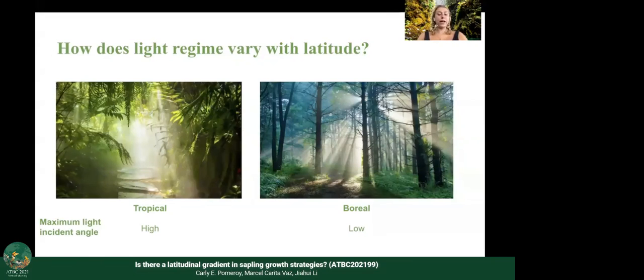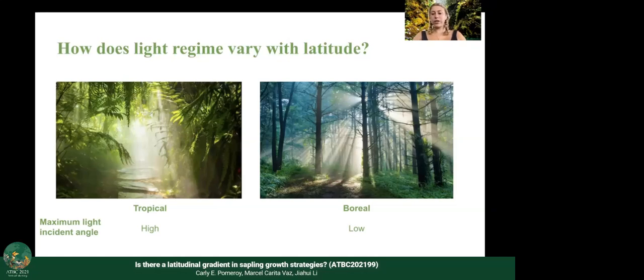And as such, there's a very high incident angle in the tropics and a low incident angle in boreal forests. Additionally, light is available more consistently year round at the equator, and it's a lot more variable across seasons at higher latitudes. And even within a single day, there's a lot more light availability in the tropics than in higher latitudes as well. And so taking a look at this observation made us curious about how this light availability can affect sapling architecture.